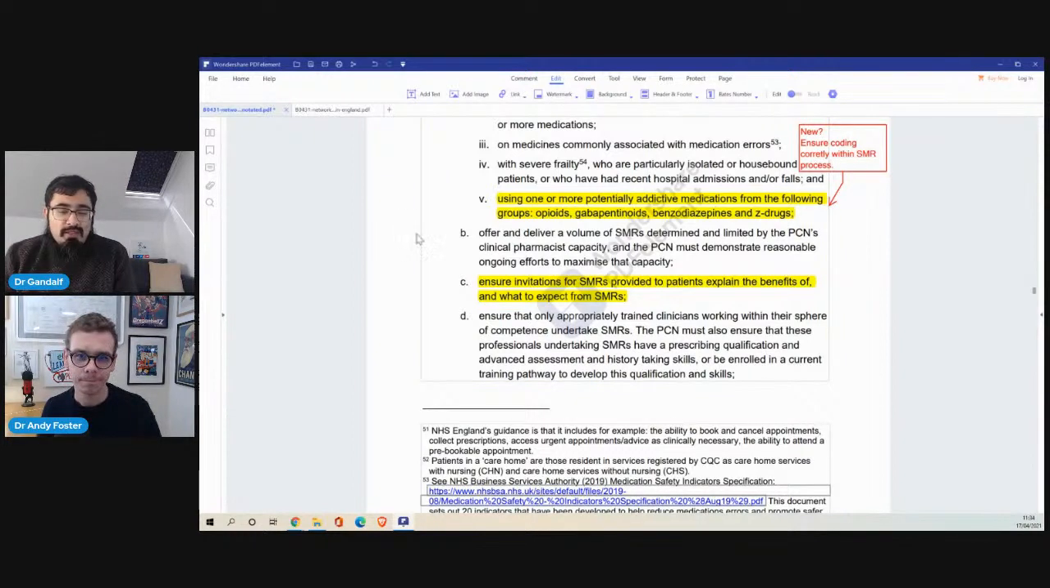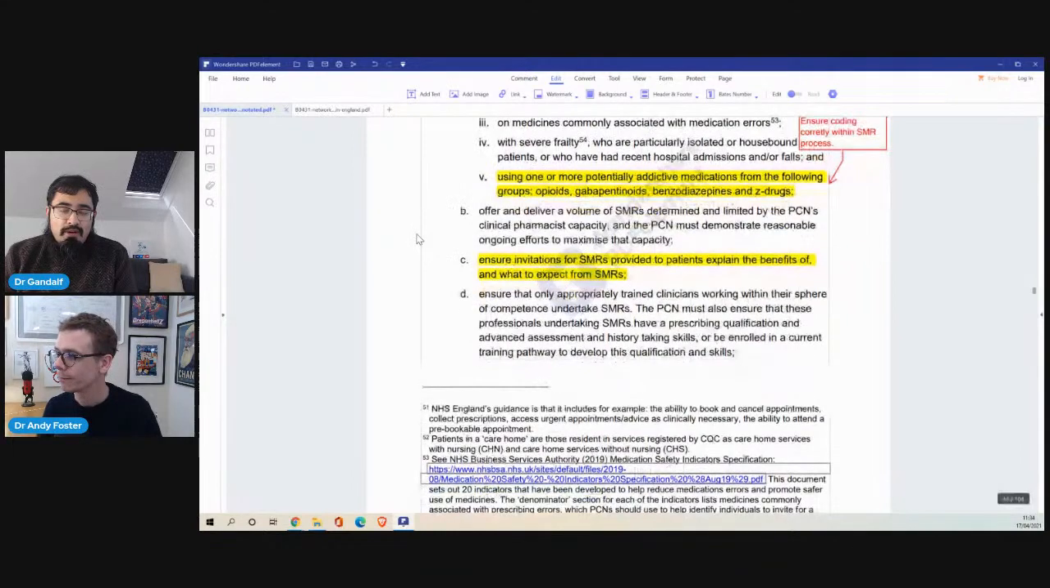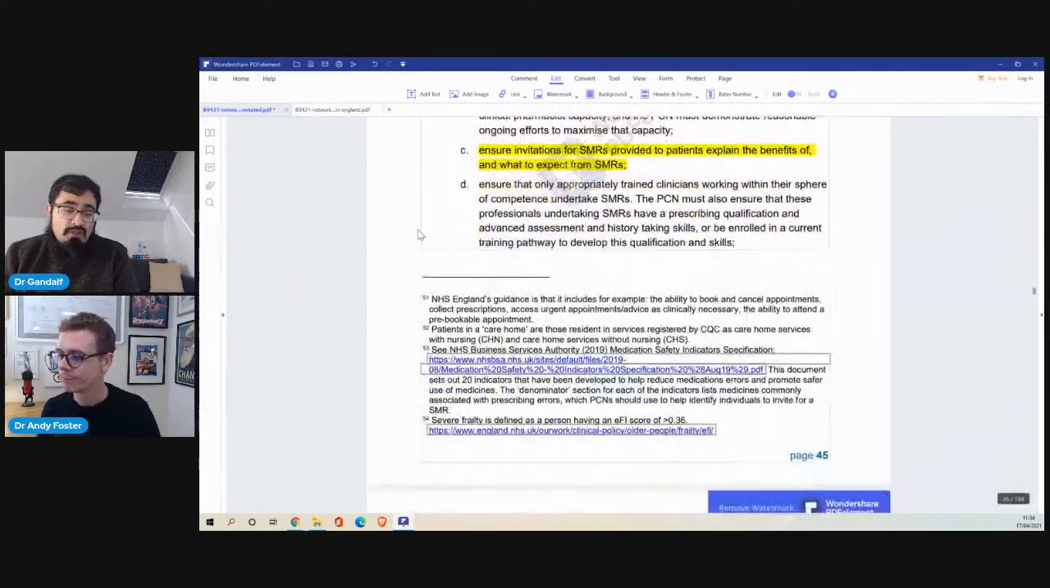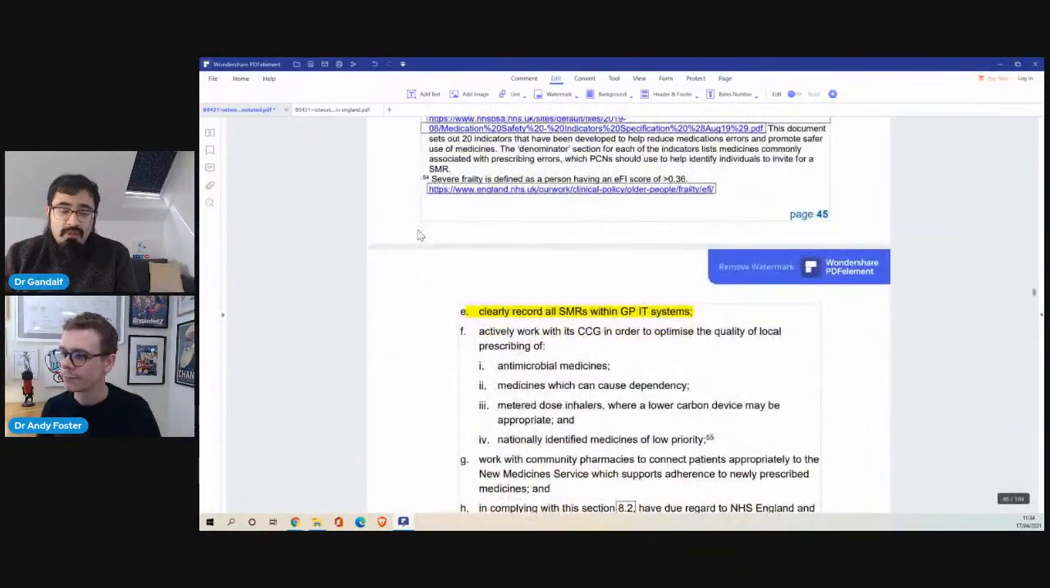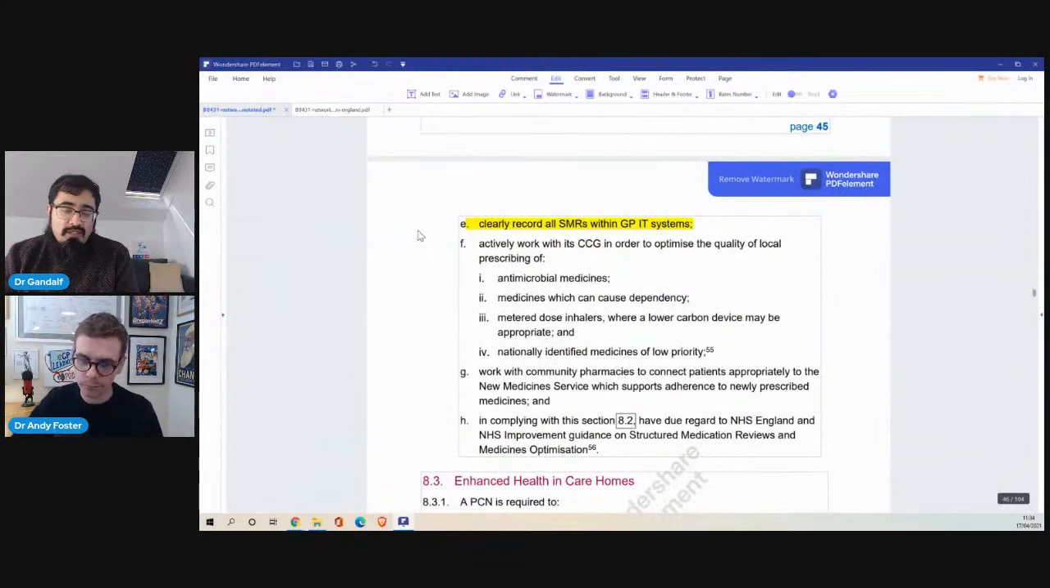I mean, it does also specify a couple of other things in that part. Absolutely, one thing that needs to be tight for many places is the coding of the structured medication reviews, because these are something that you will be evaluated against, so make sure you've got the right codes in your GPIT systems. The amount that you deliver is still based on the capacity of your clinical pharmacist workforce. There's no specific number like there was originally when you go back to the DES requirements a couple of years ago. This is still just based on your capacity.